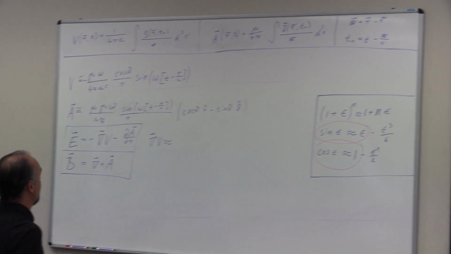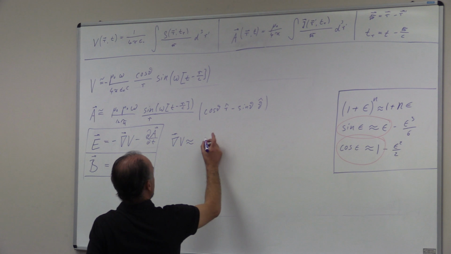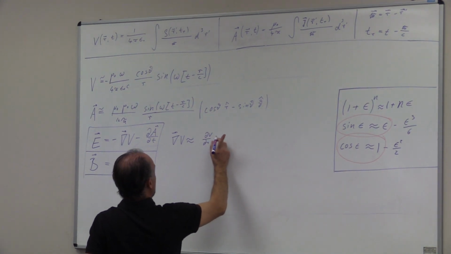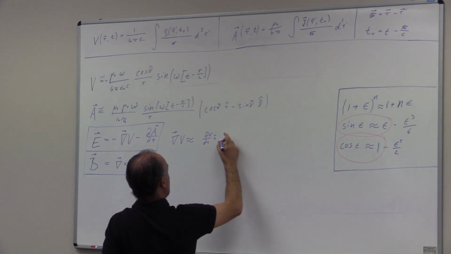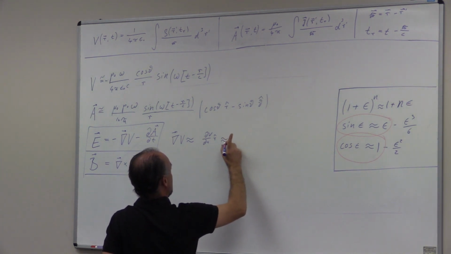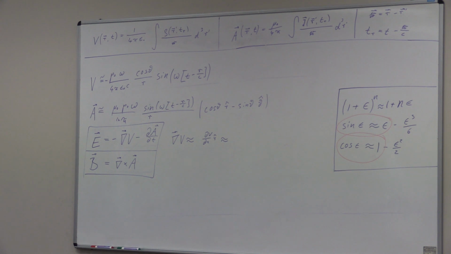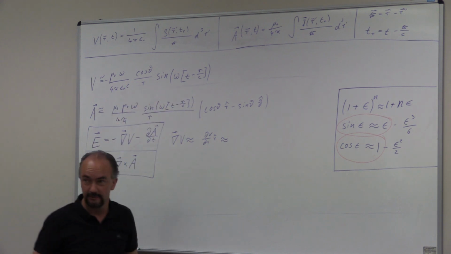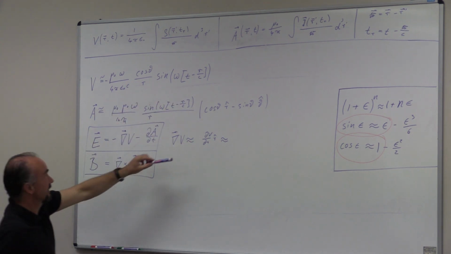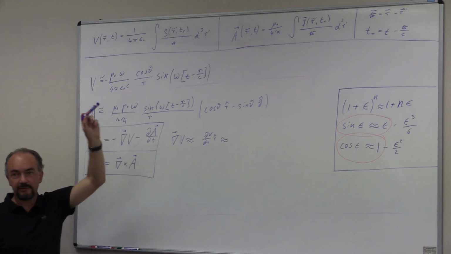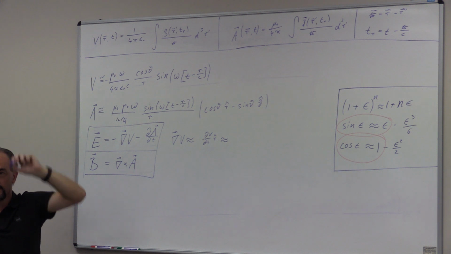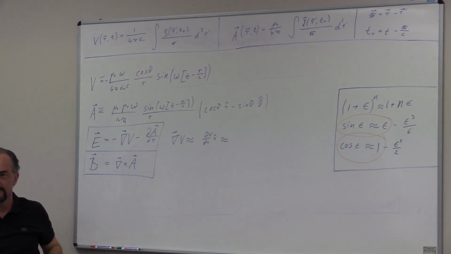Gradient d over d, so the only thing we're left with is d V over dr, the r dependence in our direction. There are two terms in there, right? There's an r here, and there's an r here. What happens if we take the derivative of this 1 over r? What's d over dr of 1 over r? It's minus 1 over r squared, right?